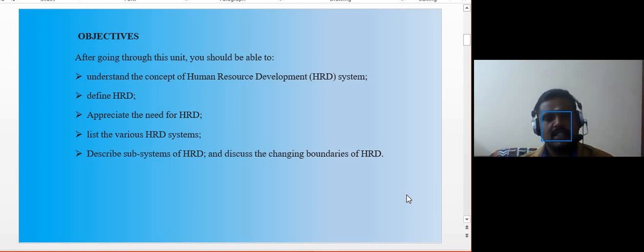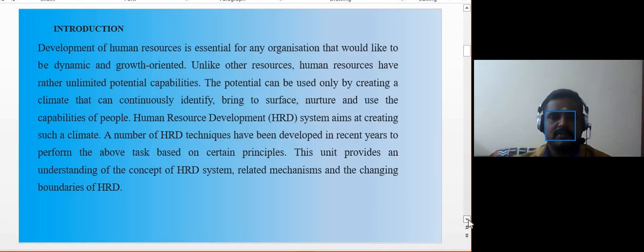So understand the concept of human resource development system, define human resource development, appreciate the need for human resource development, list the various human resource development systems, describe the subsystems of human resource development, and discuss the changing boundaries of HRD. These are the main objectives of this unit. Let me explain one by one.